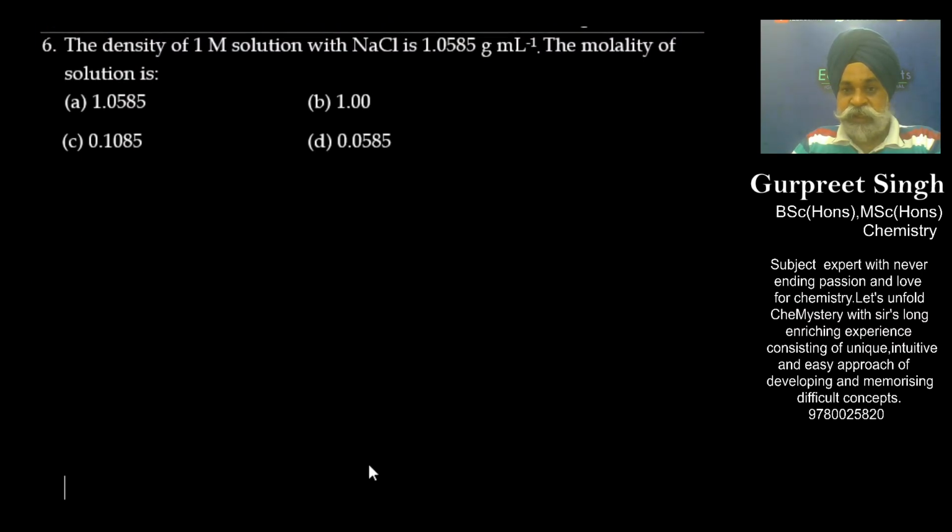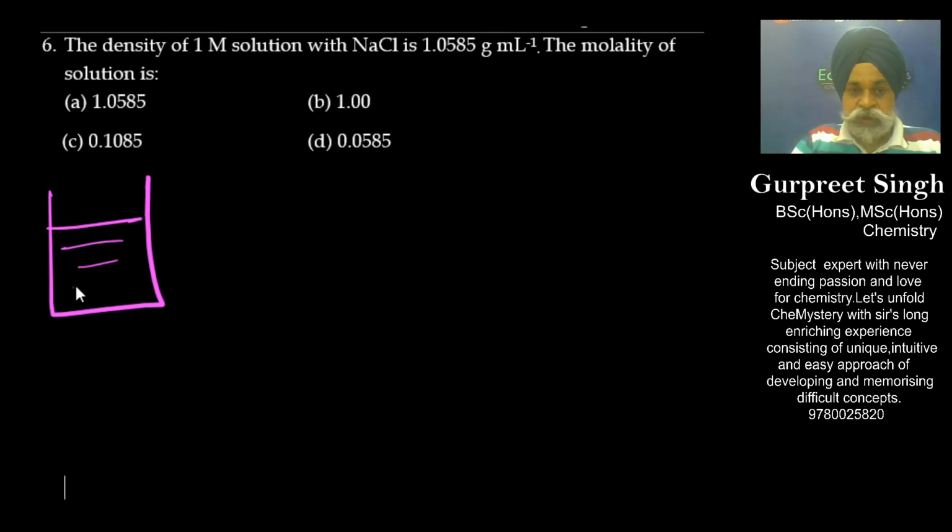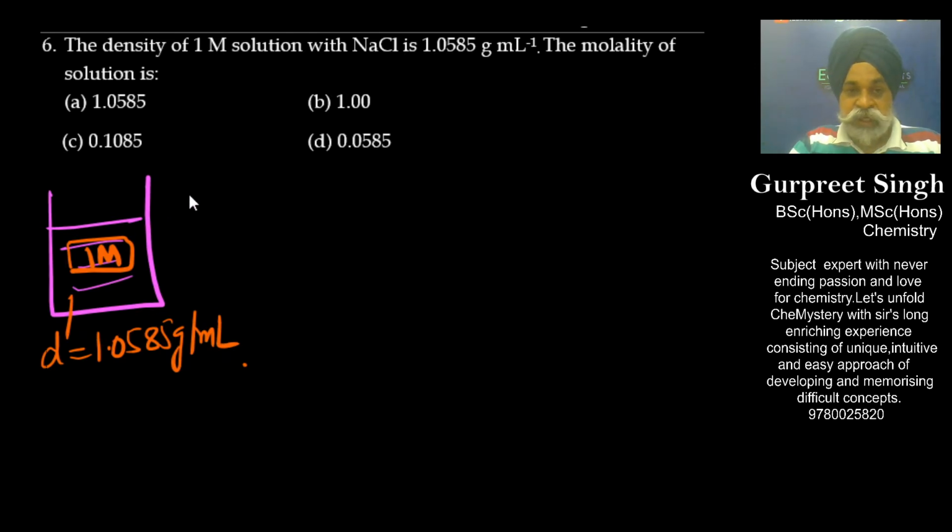Next is again a very interesting question, where you are provided with a solution whose molarity is given as 1 molar and its density is 1.0585 gram per ml. You are again asked to find the molality of the solution. How to do it? Again, you just write this statement.